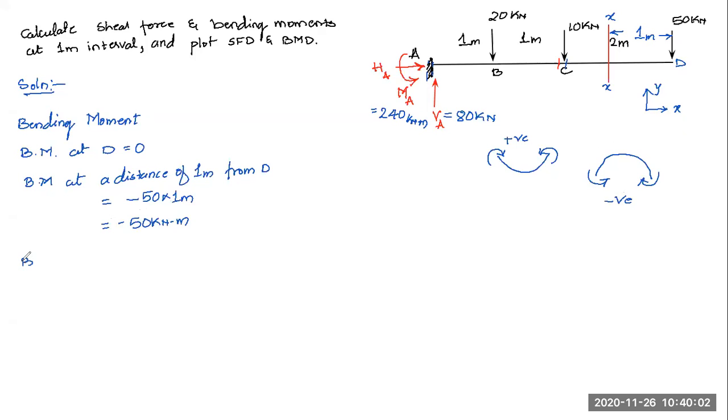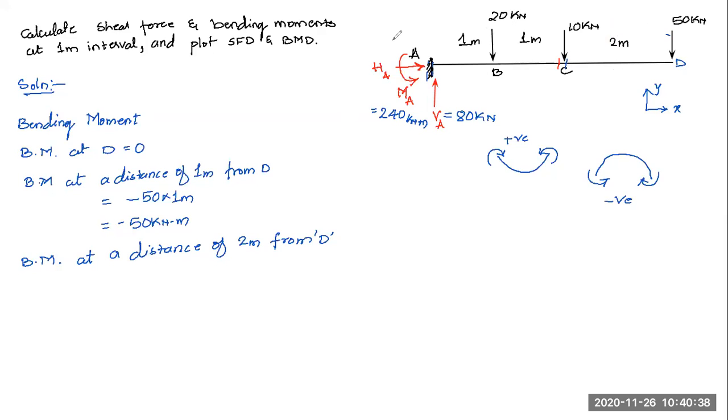Next, we move by another 1 meter, to the bending moment at a distance of 2 meters from D. So when I bring the section to C, that is another 1 meter, 2 meters from D. What will be the moment there?